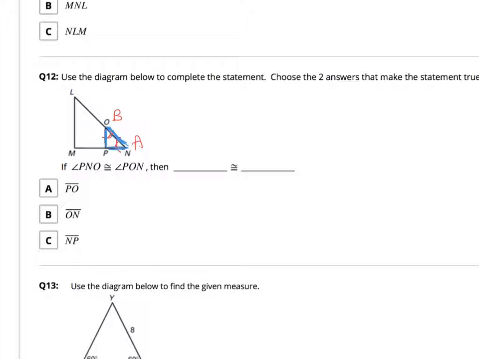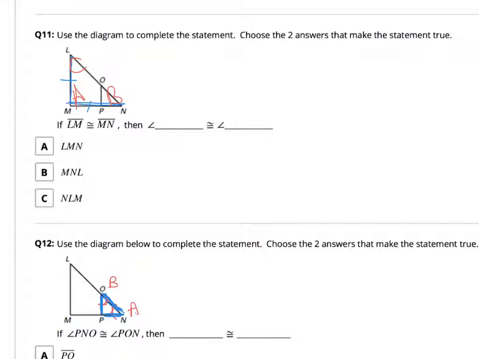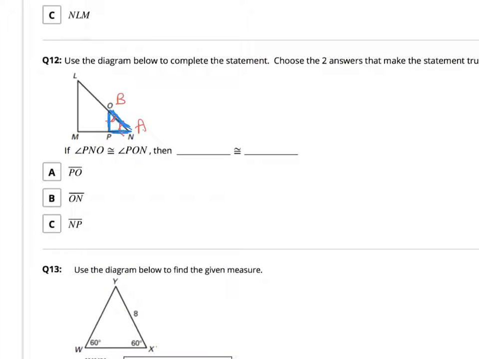Now, if you use what you learned in the last one of what 2 segments were congruent, it was LM and MN, that might be of help for you down here. But you got to pick 2 to fill in the blank.